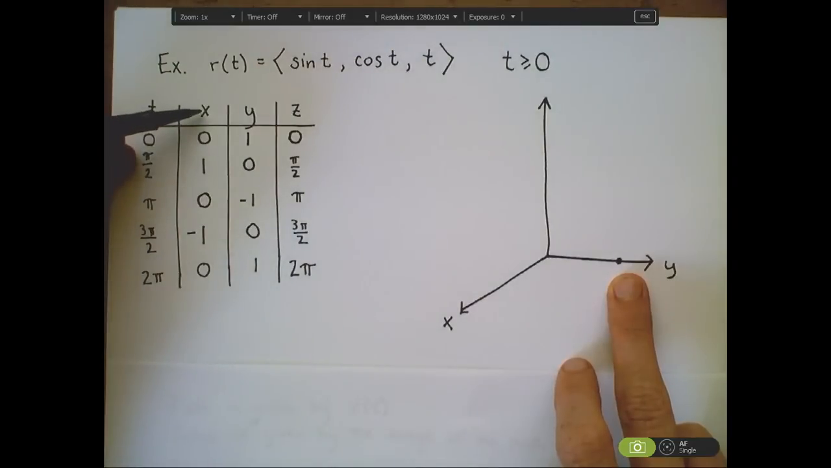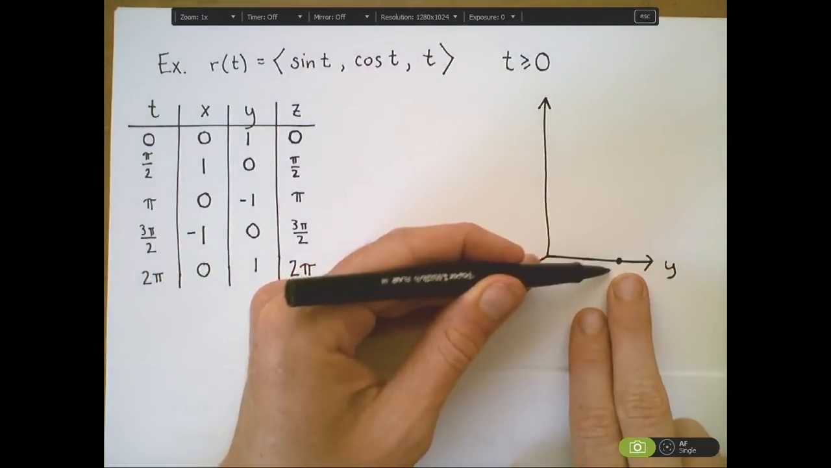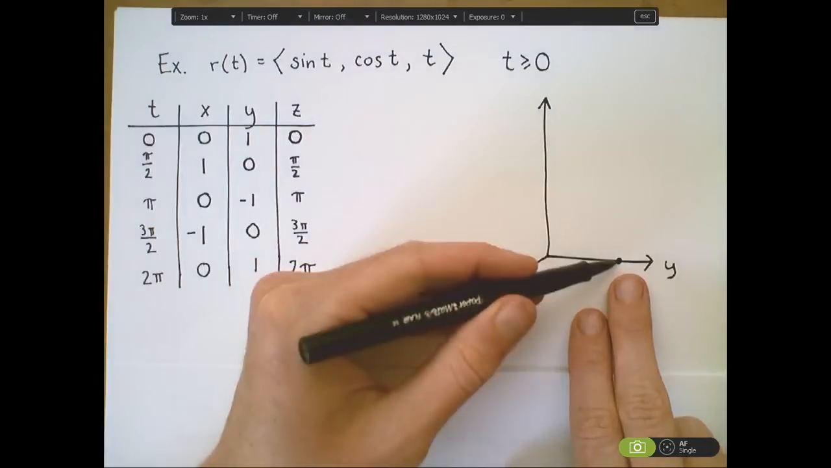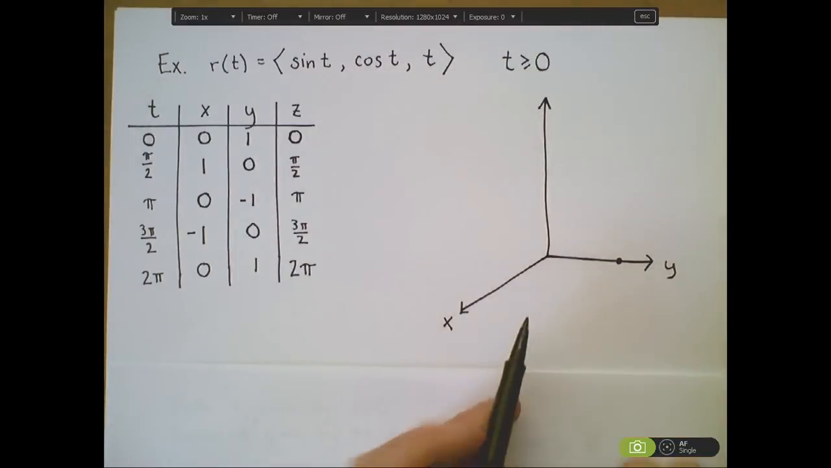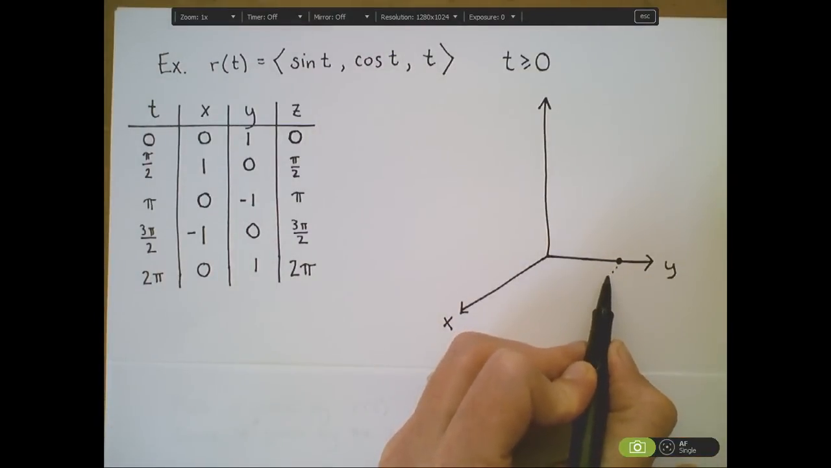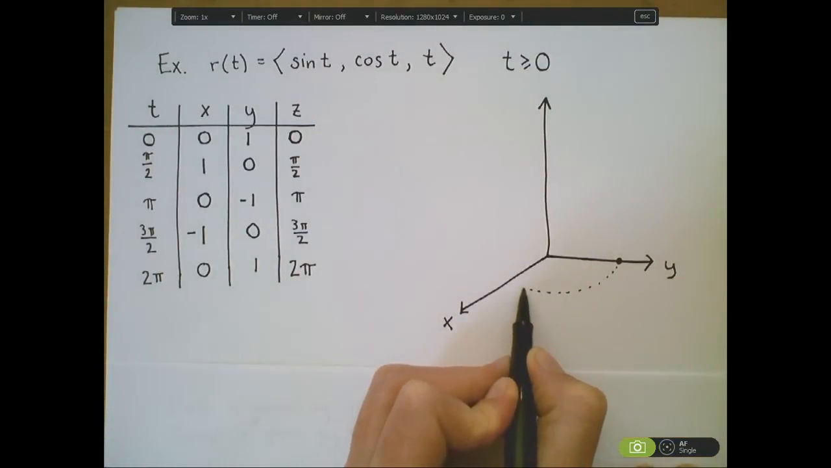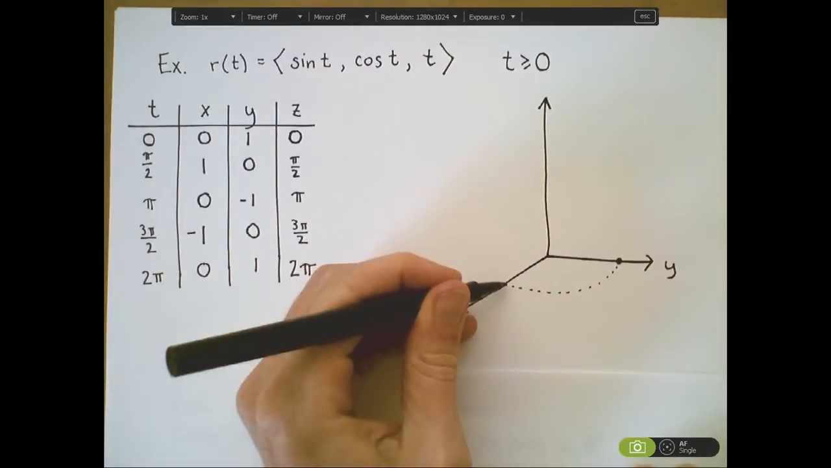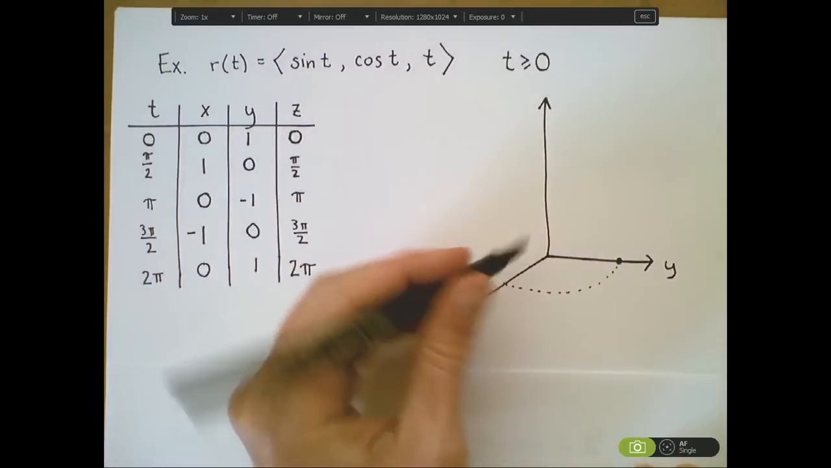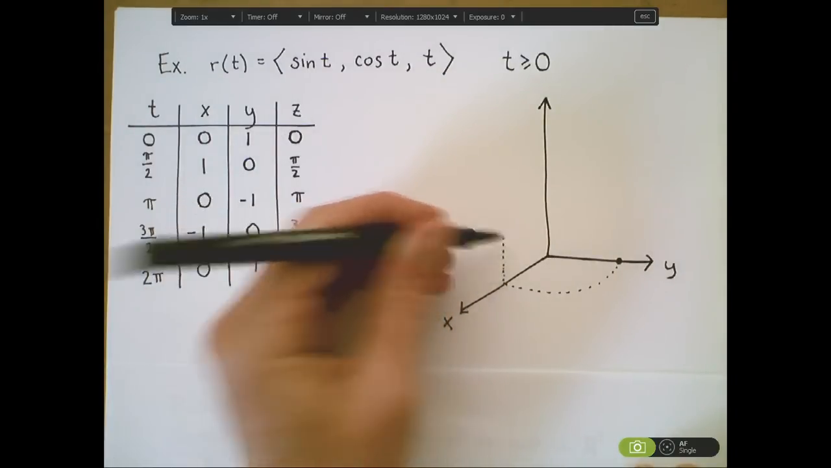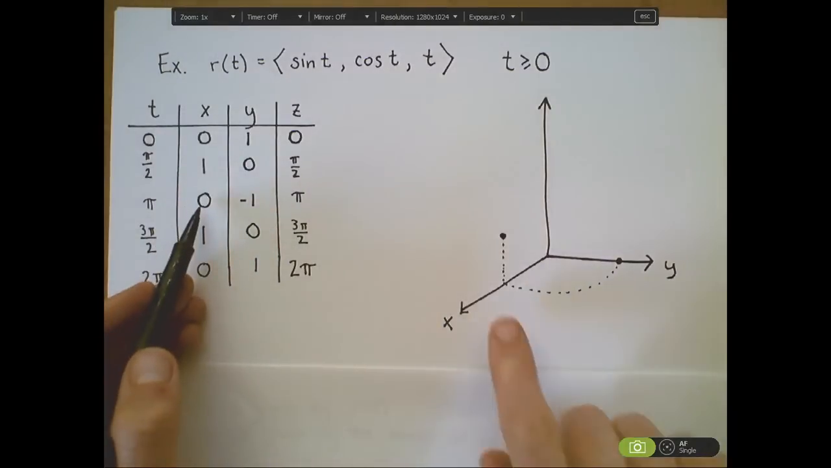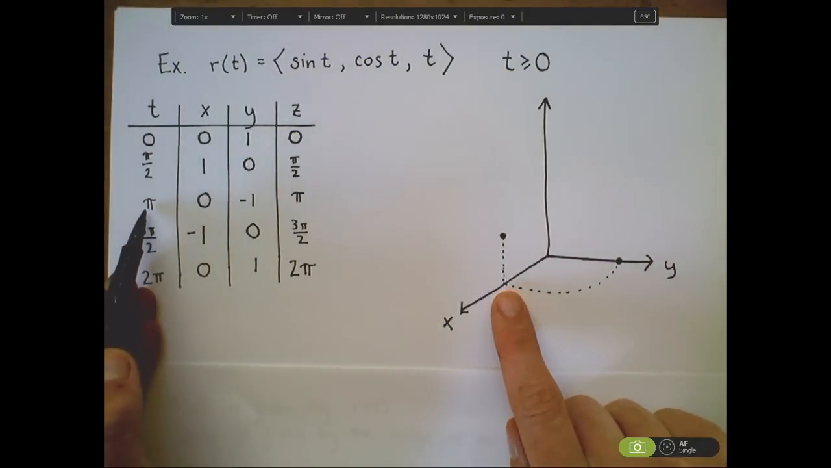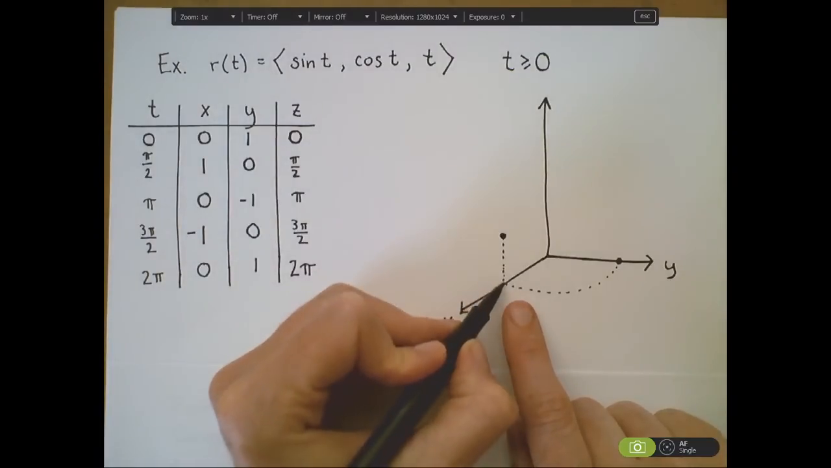Then, as I continue on, I see that my x values are going to increase until they hit 1. My y values are going to decrease to 0, and my z values have gone up some. So really, in the xy plane, I'm starting to trace out the path of a circle. And as I trace out the path of this circle, my z value is increasing. So I've gone up in height as well. I'm up here.